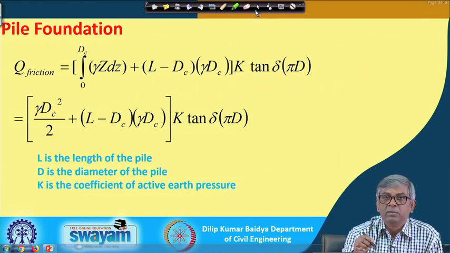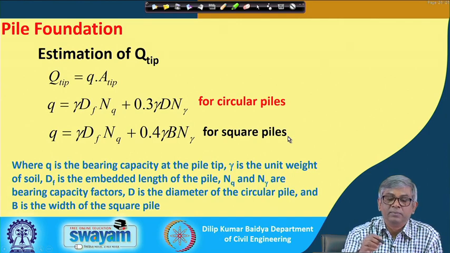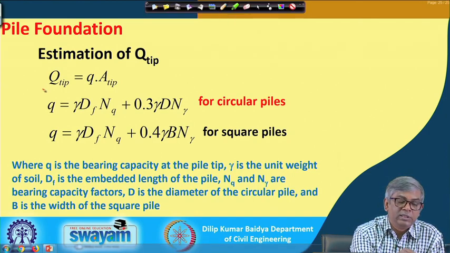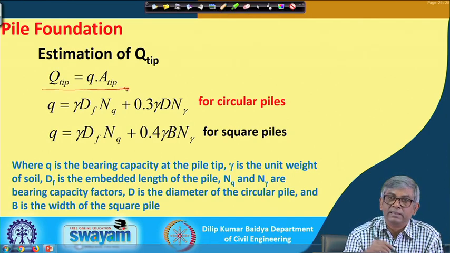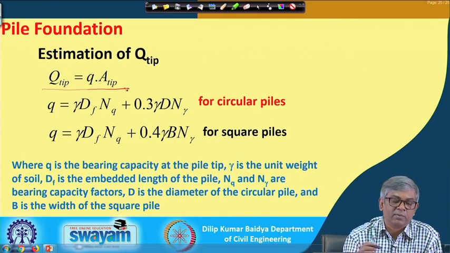Next, we have to find out the base resistance, and you can see for the base resistance, q tip will be q times A tip. A tip, you know that if the diameter of the pile is the same at the bottom, is nothing but pi d square by 4.